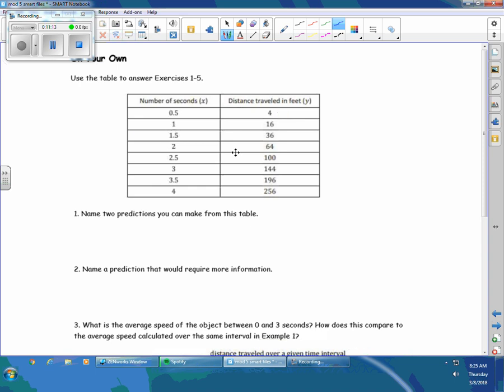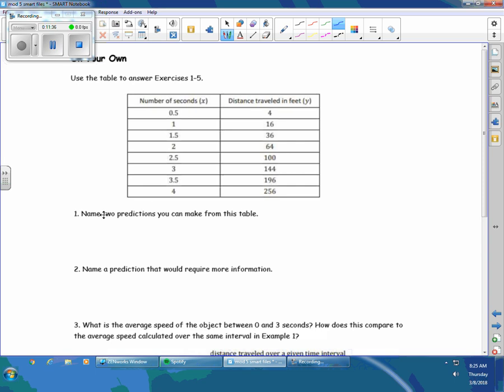On this page, they're giving us a table. Again, they did super slow-mo the video, and they did record how far the ball had dropped in a half a second, in 1 second, in a second and a half, 2 seconds, etc. And they recorded the distances here. So I'm giving you this data. And they're saying, name 2 predictions that you can make from this table.